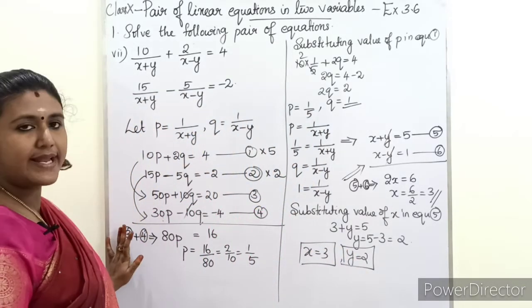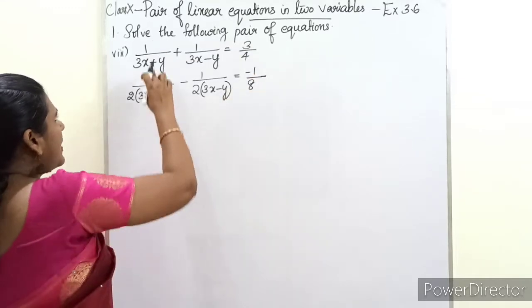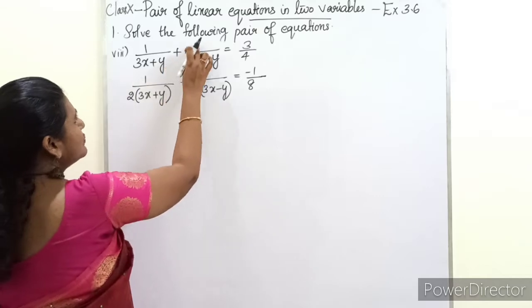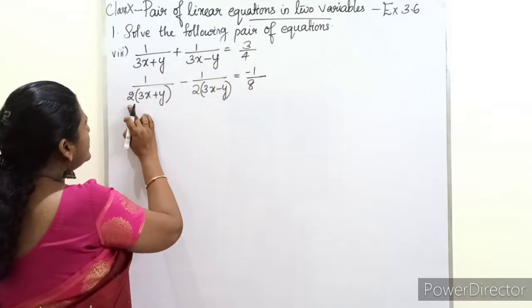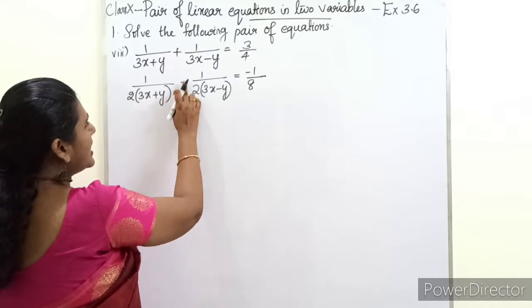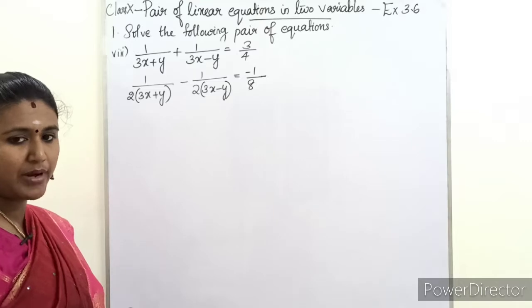Okay. Now the next one. So question number 8. 1 by 3x plus y plus 1 by 3x minus y equal to 3 by 4. 1 by 2 into 3x plus y minus 1 by 2 into 3x minus y is equal to minus 1 by 8.